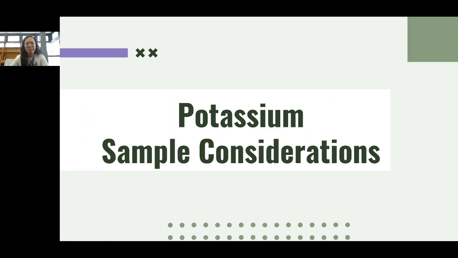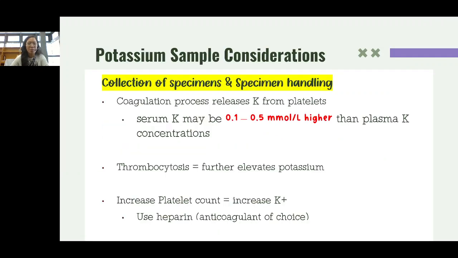So with potassium, kids, let us begin by discussing the sample considerations. For the collection and handling of specimens, there are many things to consider for potassium. Number 1, in terms of coagulation. Coagulation processes release your potassium from your platelets. Of course, a platelet is a type of cell, meaning it has a lot of potassium inside. Once coagulation is activated, your potassium is released.